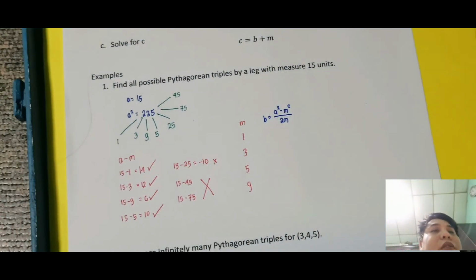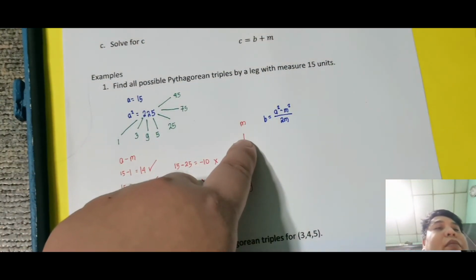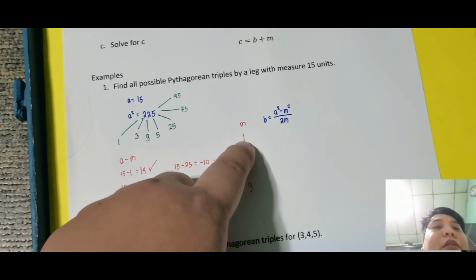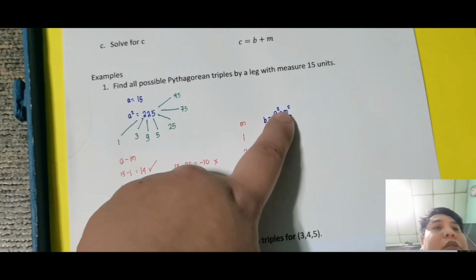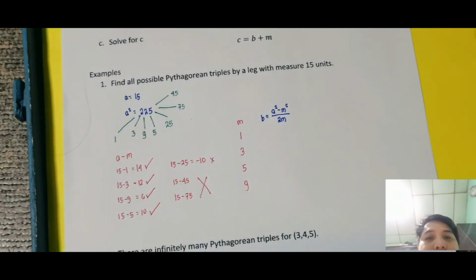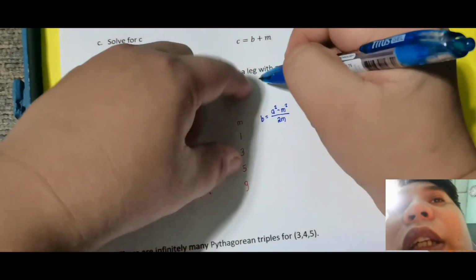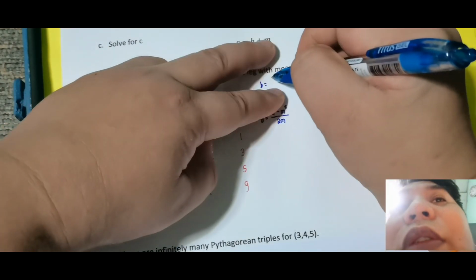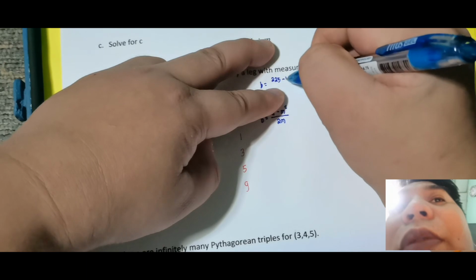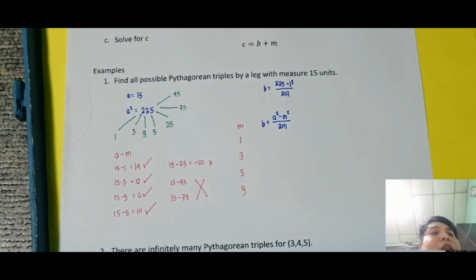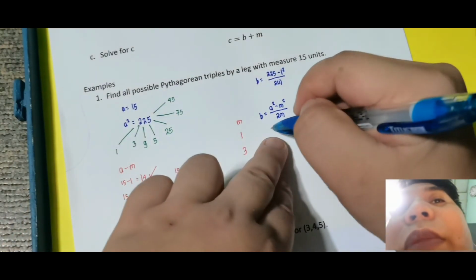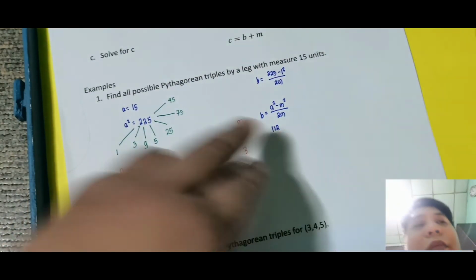So, solve natin. Una, ito yung m. For m is equal to 1, that is 15 squared, 225 minus 1. Kasi ganun mangyari, no? So, check ko na lang una. Kunyari, for b is equal to 225 minus 1 squared over 2 times 1. Yan kasi yung sagot eh. So, that is 224 divided by 2. That's 112. So, therefore, b is 112. Okay, next.